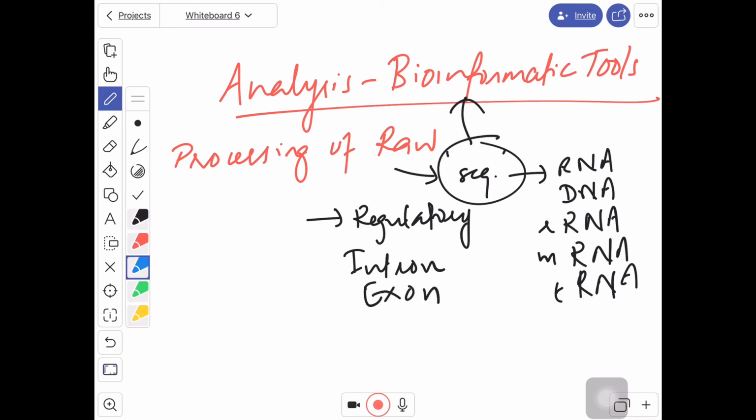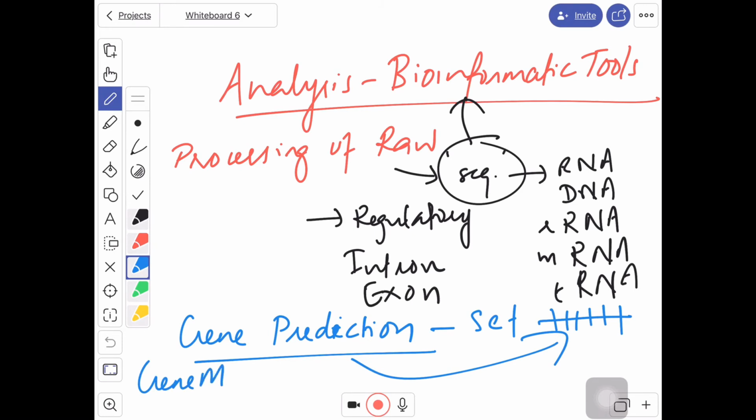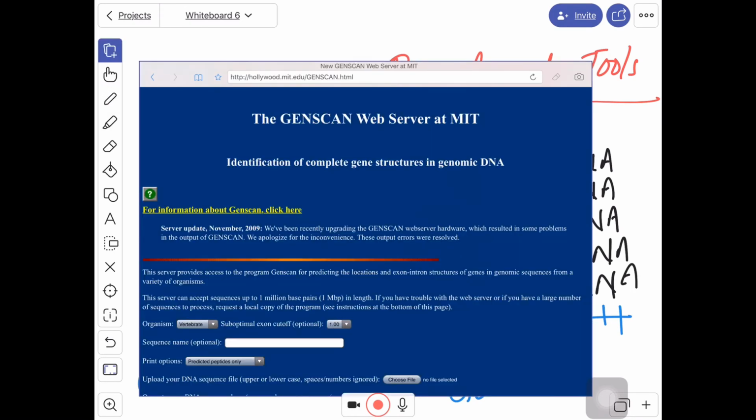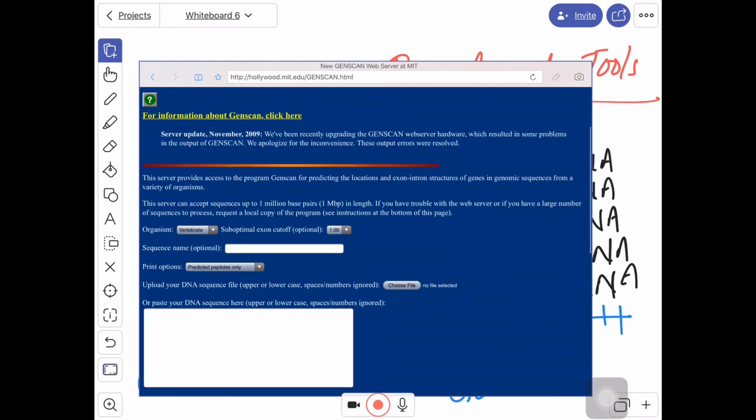Second is gene prediction. That means if you have a set of sequences, we can predict whether a gene is present or not. Two names are given in your textbook: GeneMark, which is for bacterial genomes, and GenScan, which is used in eukaryotes. See, this is GenScan. Here you can paste your sequence and find whether there is any gene present or not.